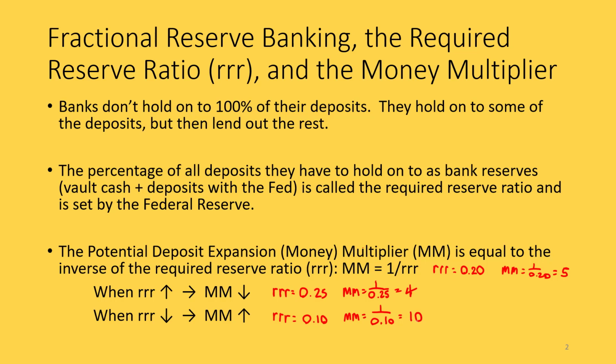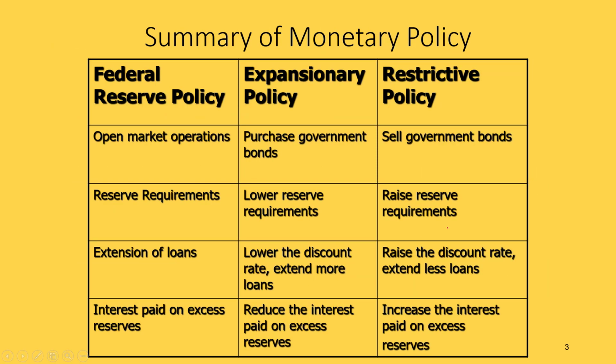Right. So again, if the Fed wanted to use restrictive policy, it would raise the required reserve ratio. If it wanted to use expansionary policy, it would lower the required reserve ratio. And that brings us into our discussion of monetary policy. I'm just going to briefly review the summary that we talked about at the end of chapter 13 here.